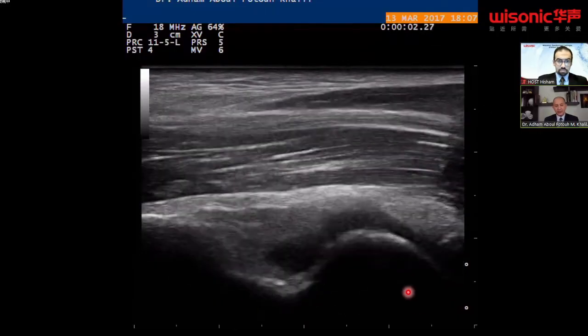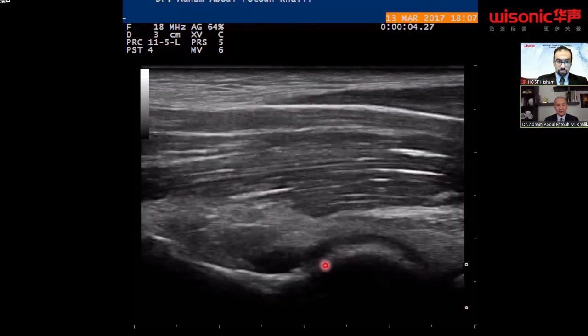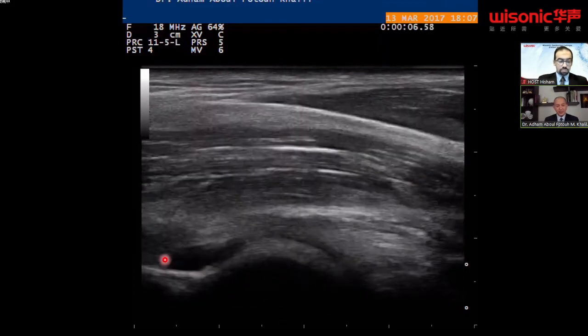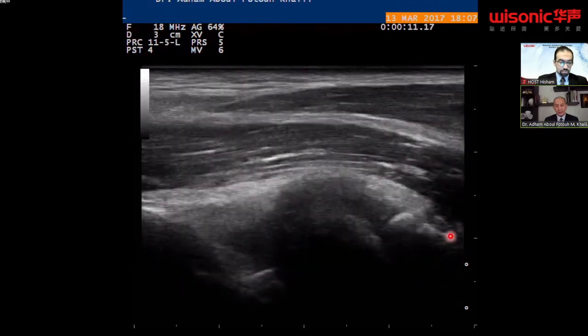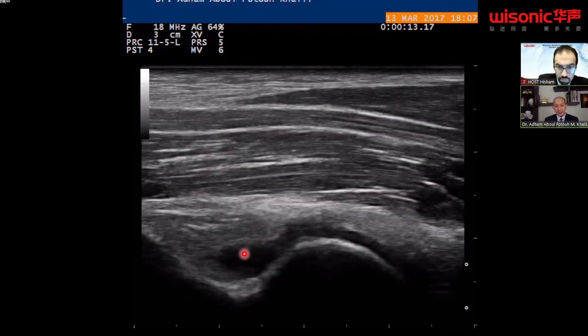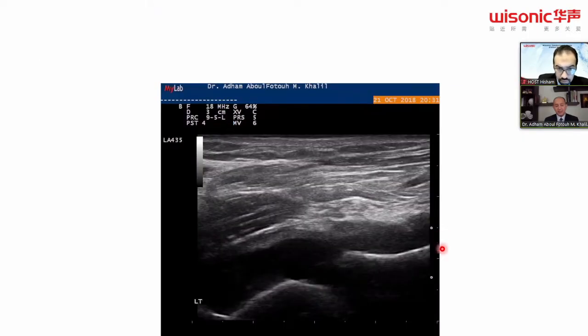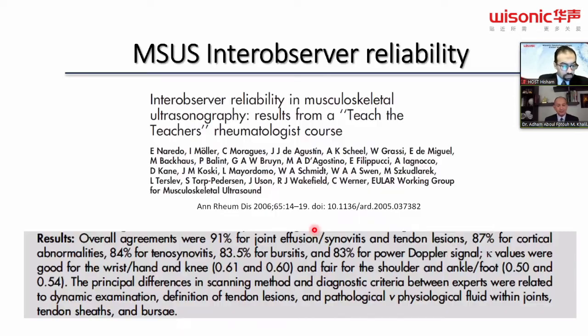Here I try to do dynamic examination, some tilting, some compression, just to confirm the presence of effusion. Here you can see the joint that looks normal, but here you can see this amount of fluid, which can be very beneficial when you have a lot of intra-articular abnormal material. The elbow is really a big joint that shows the distension of the capsule.